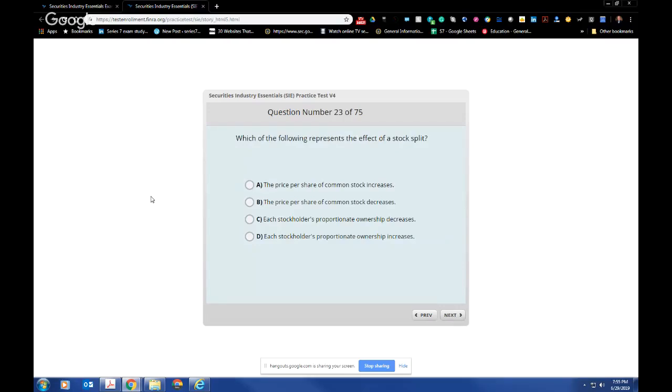Which of the following represents the effect of a stock split? Price per share increases? No, because there's more shares. The price per share of the common decreases? That might be true. Because remember, it's a zero-sum game. If you get more shares in a stock split, you have more shares, but they're worth less. B is probably the answer. C and D, your ownership never changes, so that's out. Remember, if they double your shares, they're doubling everyone else's shares. You just own the same. You own twice as many shares, but there's twice as many shares outstanding. So the price per share decreases.